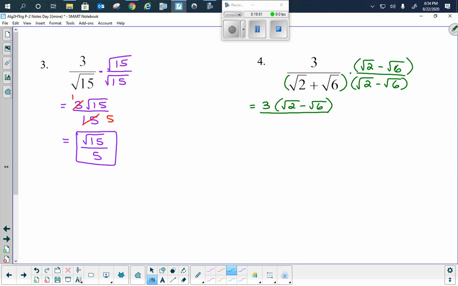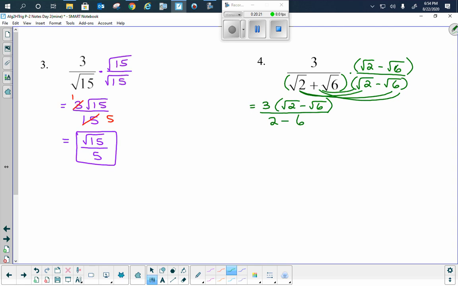Now you've got a binomial times a binomial, so you're distributing. So you should be thinking root 2 times root 2 is 2. I hope you're thinking outer and inner would cancel, right? Because this would give us negative root 12. This would give us positive root 12, so they're gone. And last term, that one times that one would give us negative, because it's positive times negative, and root 6 times root 6 is 6.